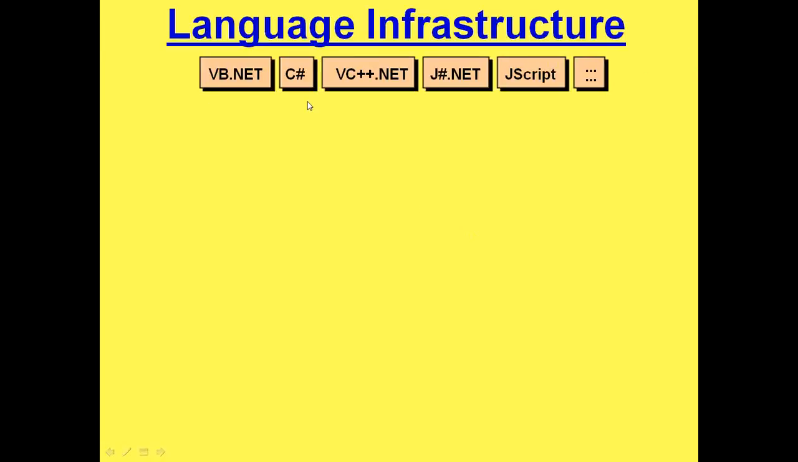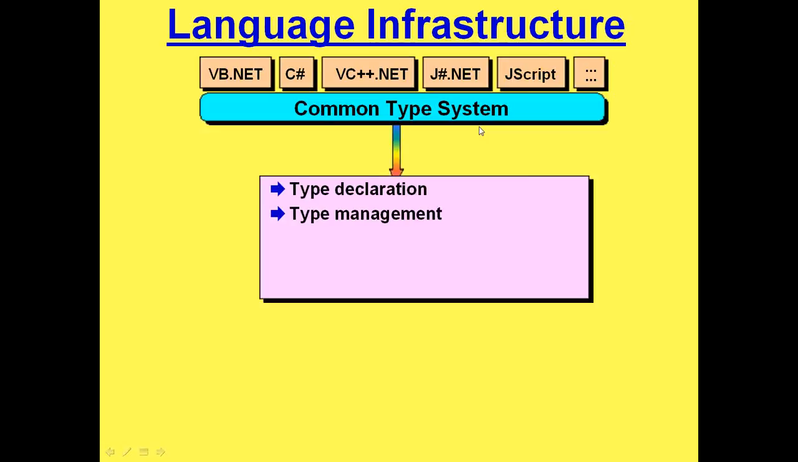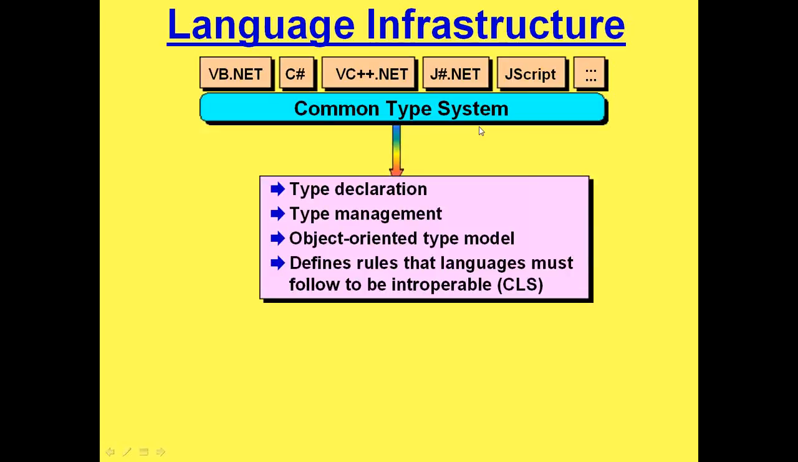So these are the languages supported, like VB.NET, C#.NET, VC++.NET, etc. And the biggest advantage is language interoperability. All the 22 languages are interoperable with each other, and this is because of the common type system, CTS. The common type system governs how to declare the variables, how to manage the variables, what the object-oriented model is, and what rules make the languages interoperable.